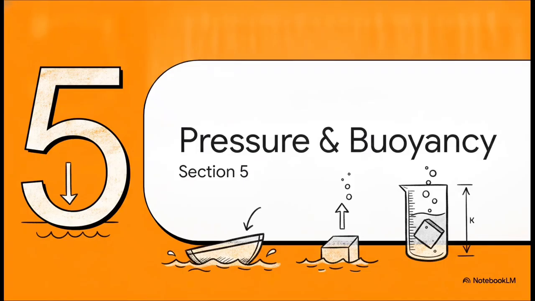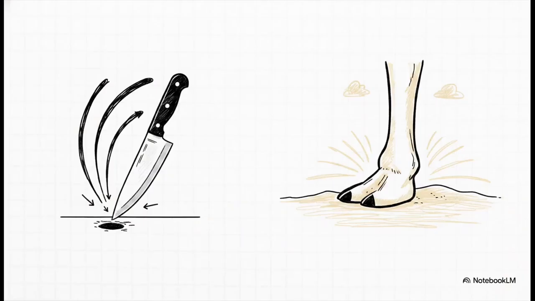Finally, we have Section 5, Pressure, Buoyancy, and Archimedes. Let's expand our concept of gravitational force down to physical surfaces and fluids. We're going to start with thrust, which is simply a net force directed perpendicularly at a surface. When we take that thrust and divide it by the area it's applied to, we get pressure. And this simple ratio is practically magic.